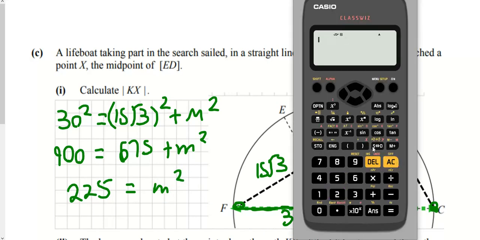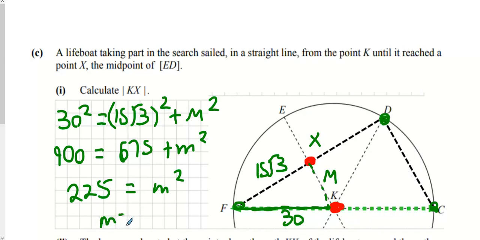15. Yeah, got 15. 15 kilometers it travels. Anybody get that one? Very tough, wasn't it?